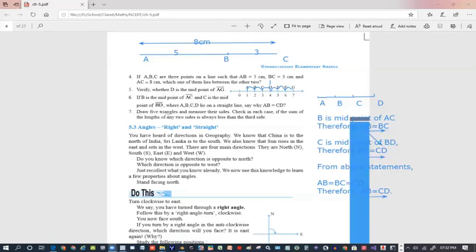Number 7, draw 5 triangles and measure their sides. Check in each case if the sum of the length of any two sides is always less than the third side. The sum of two sides is always more than the third side, because any triangle you take, suppose this is a triangle here. So the sum of this side and this side will always be more than this side, because this will be the shortest distance between these 2 points. Any other path taken will be longer. So this plus this will always be more than the measurement of the third side.